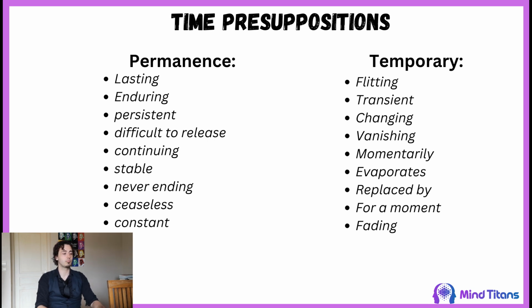One that you are going to uncover pretty often if you're a coach is the language of permanence versus the language of temporary. So if a client comes in and talks about his problem as something permanent, like lasting, enduring, persistent, difficult to release, continuing, so this continuing fear I have of dogs, it has been lasting for years. Every time I try to approach a dog, this persistent problem just keeps me down, and it's constantly making me feel like I will never get out of it. All this language is permanence.